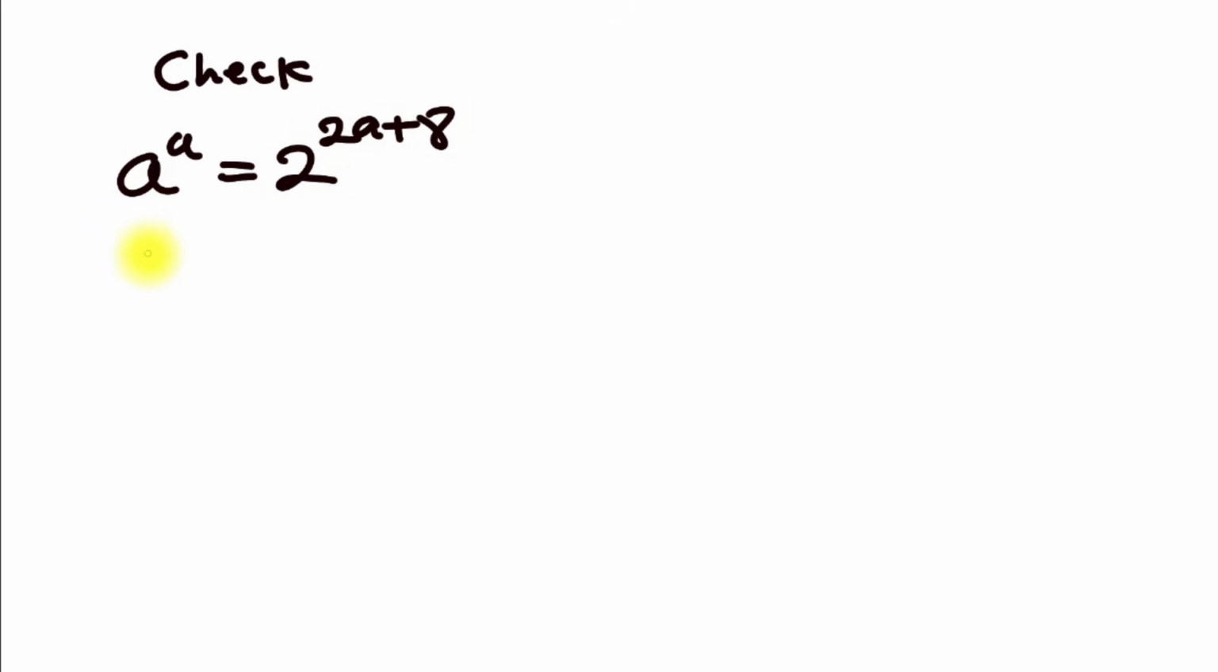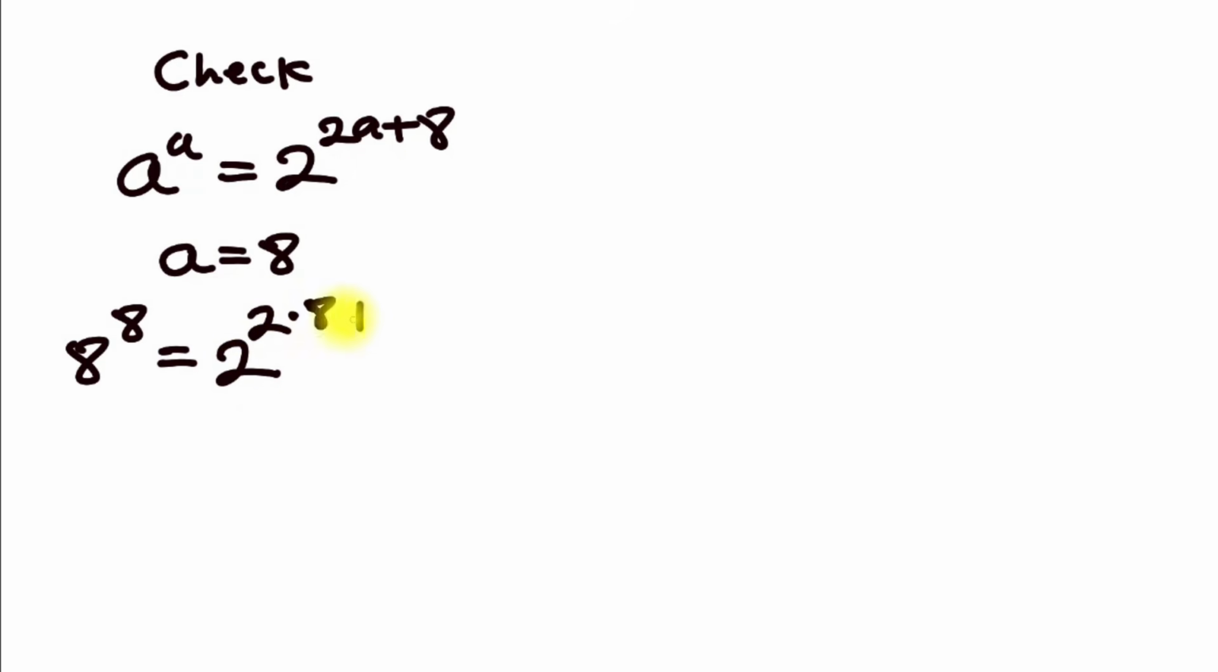Now let's check our answer. So check. The given question is a to the power a equal to 2 to the power 2a plus 8. And we found out that our value for a is equal to 8. Now let's check if the left hand side will be equal to the right hand side. So this is a, so that will be 8 raised to the power of 8. This is equal to, now the right hand side we have 2 to the power of 2 times a, that is 2 times 8 plus 8.